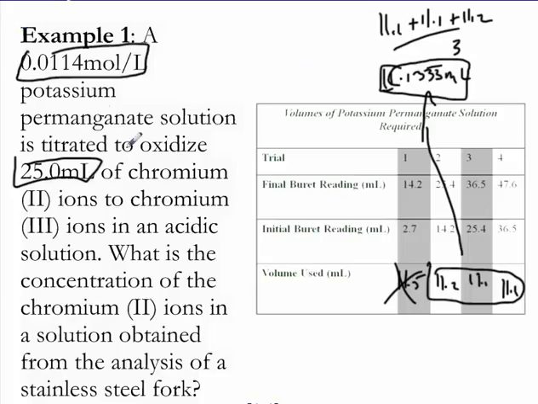So let's get the stuff in the right spot. This volume right here is of potassium permanganate. And this concentration right here is also of potassium permanganate. So those are the 2 numbers that can go together. So I'm going to use the 11.13 repeating milliliters. I'm going to start with that.